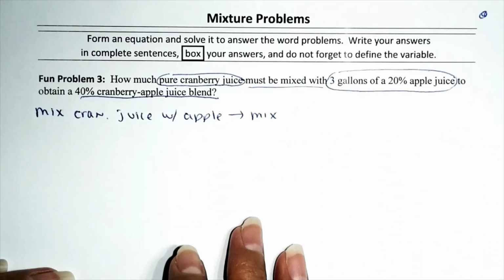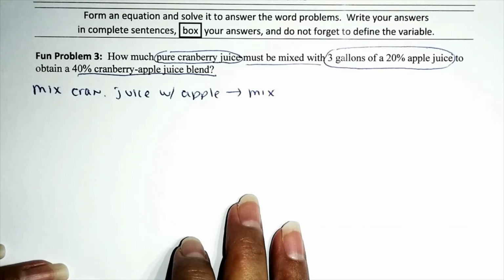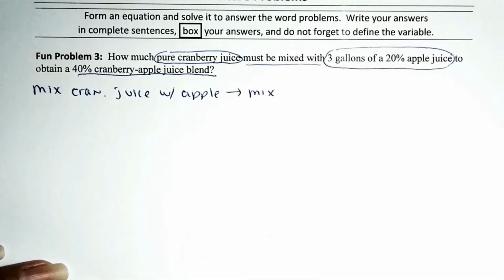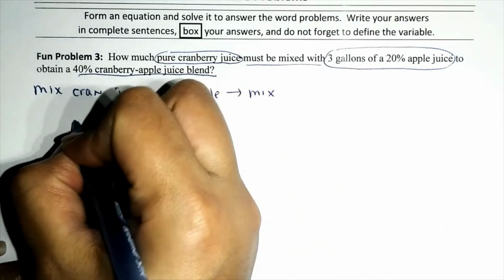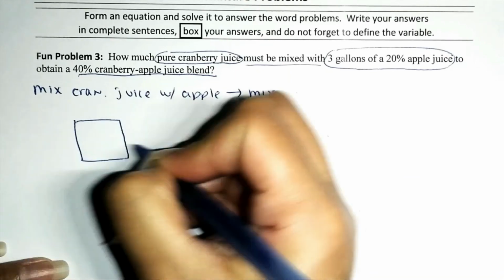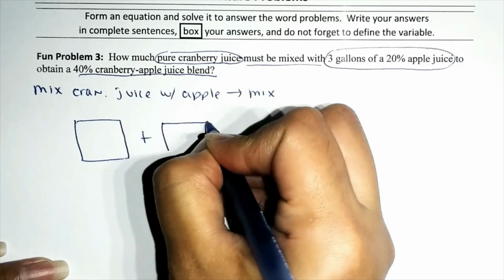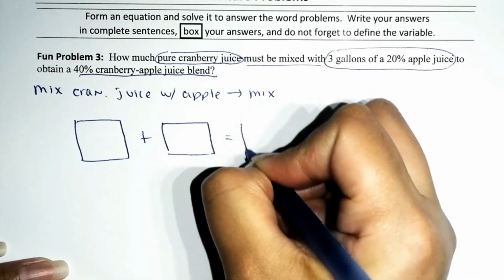Okay, cool, fantastic. I'm gonna go ahead and do it with the little box model, and then I will do it again by using a table. Okay, so you do what works for you. So for these mixture problems, I'm gonna do the setup. Box plus box equals mix. Okay, so we have box plus box equals mix.